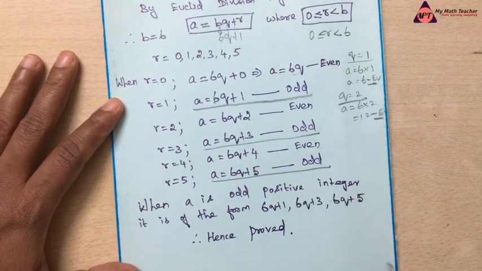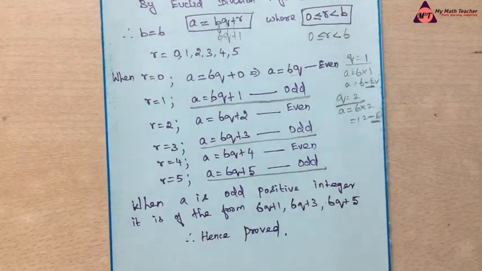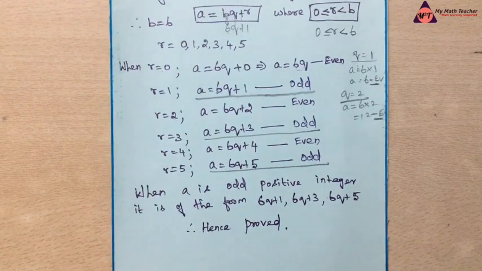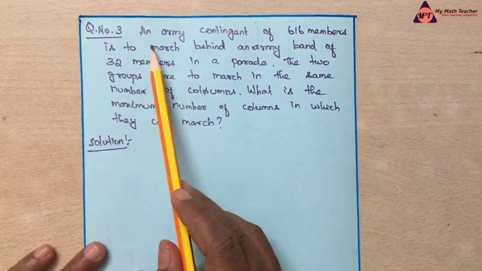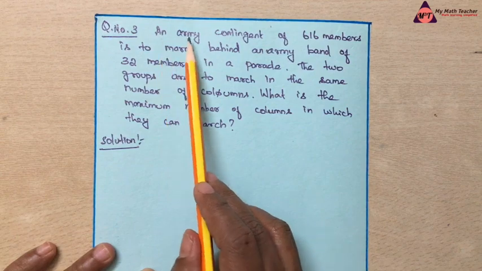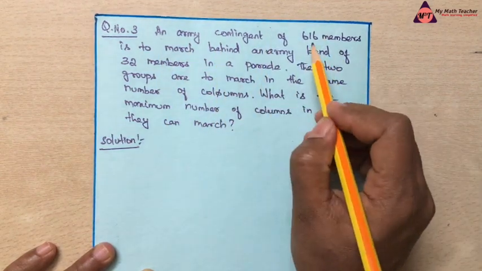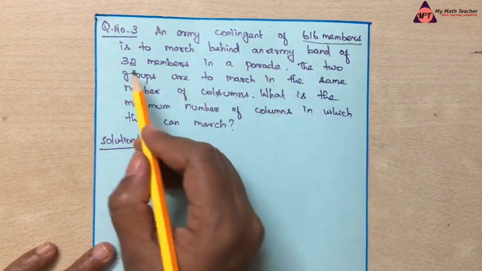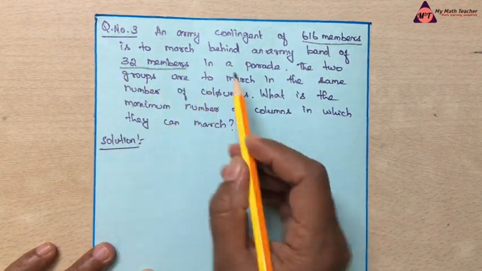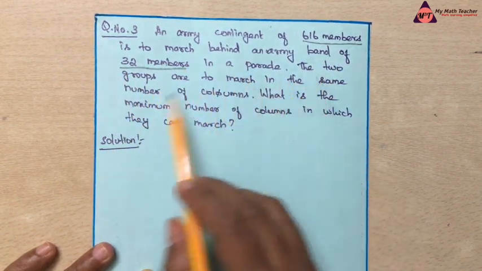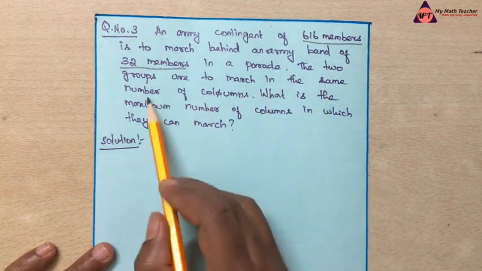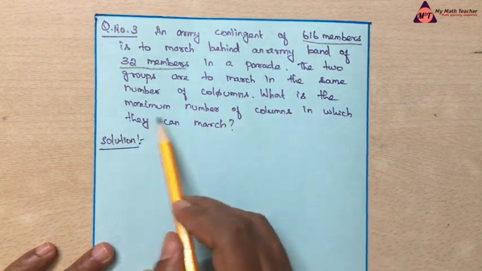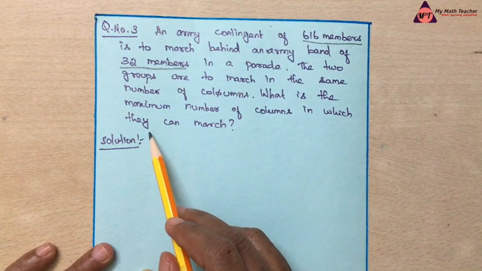Hence proved. Okay. Now we will move on to the third question. Third question is, an army contingent of 616 members is to march behind the army band of 32 members, okay, in a parade. The two groups are to march in the same number of columns. What is the maximum number of columns in which they can march?